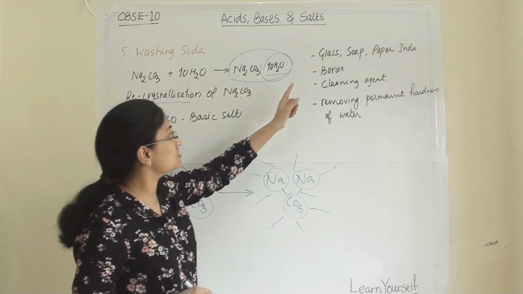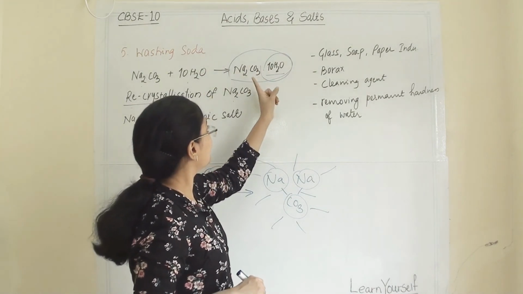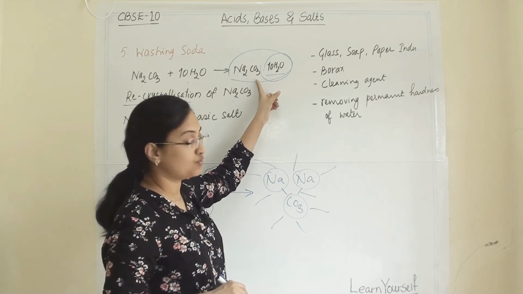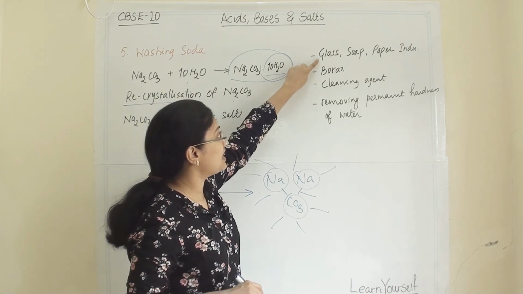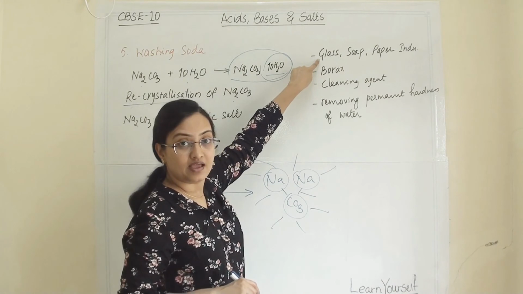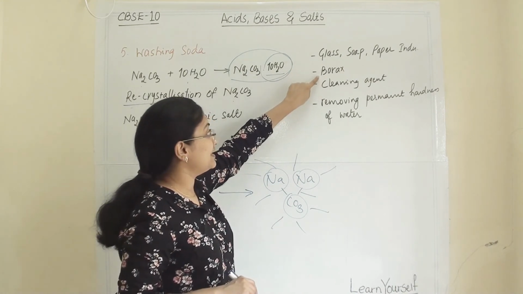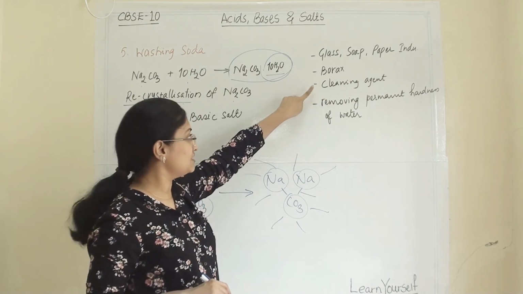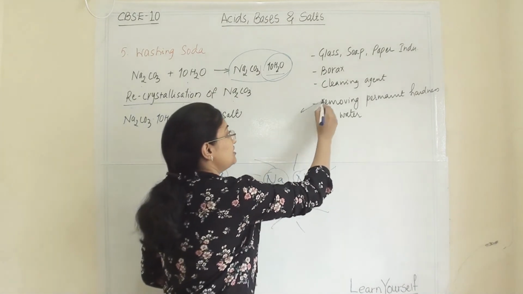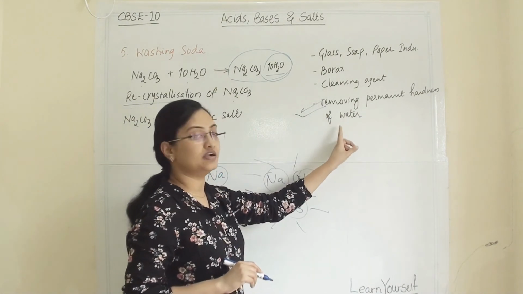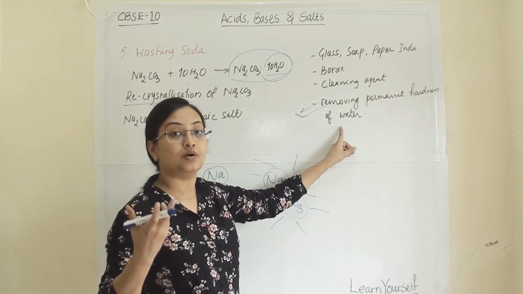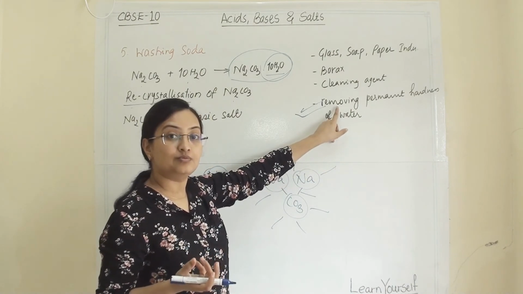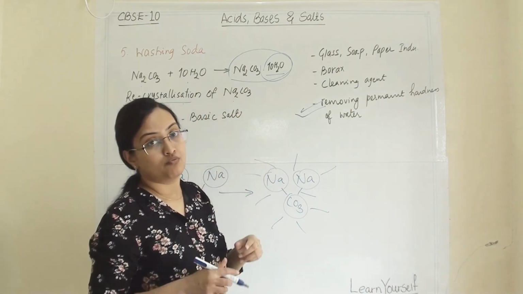Now what are the uses of washing soda? Na2CO3·10H2O is our washing soda, and its uses are: to make glass, soap and paper in industry, then to manufacture borax, then we also use this as a cleaning agent, and also it is highly used in removing permanent hardness of water. Whatever carbonate salts are present in the water will be removed by the action of washing soda.